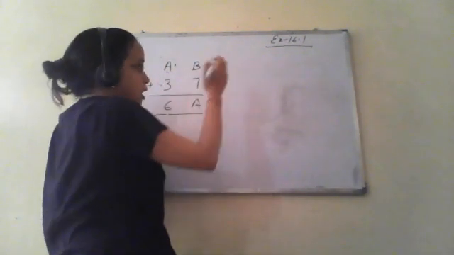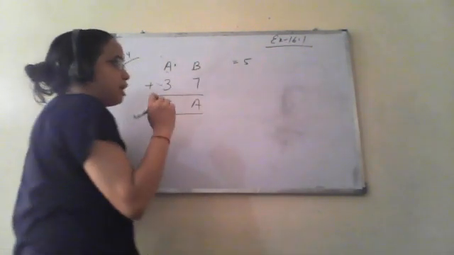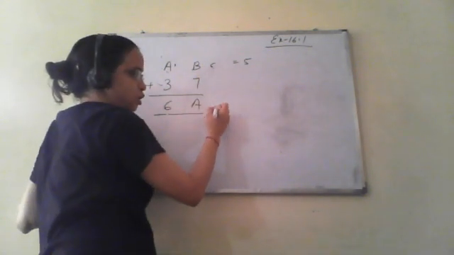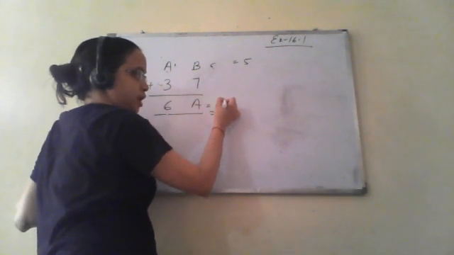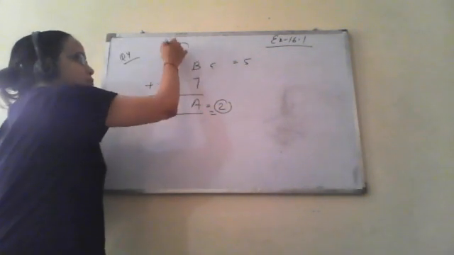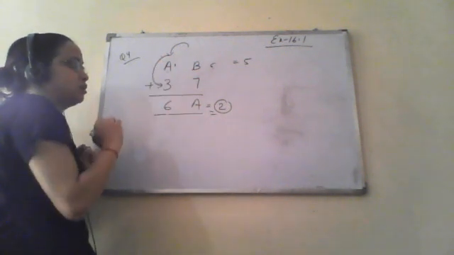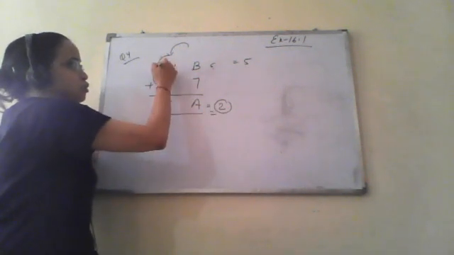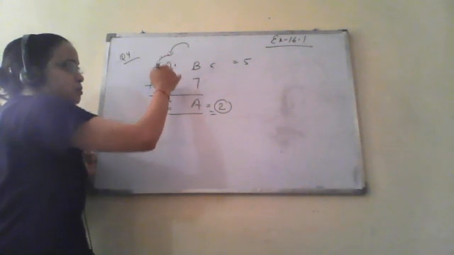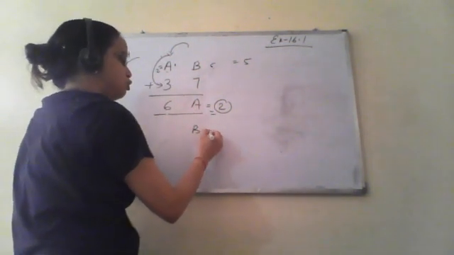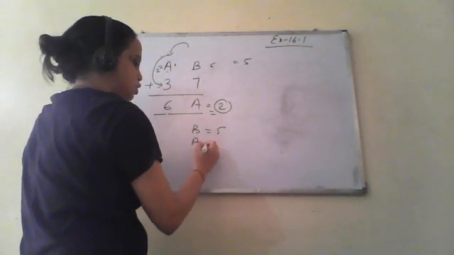Now what I am doing, I am taking B equals to 5. So this is 5 plus 7 equals to 12. That means the value of A is 2. Now I am giving 1 carry. Now it is 1 plus 3, 4, and A equals to 2. So 1 plus 2, 3, 3 plus 3, 6. That means it is correct. So we have B equals to 5 and A equals to 2.